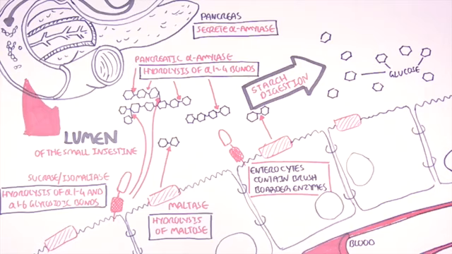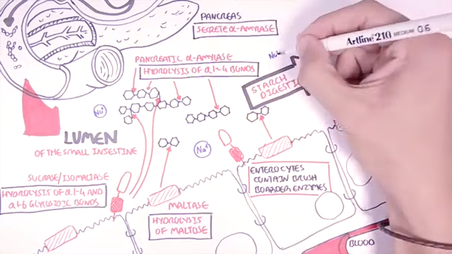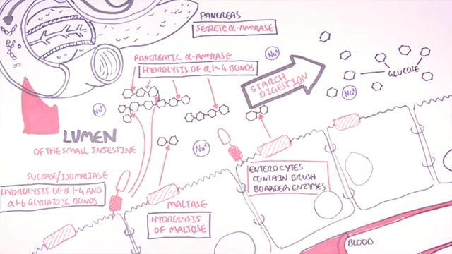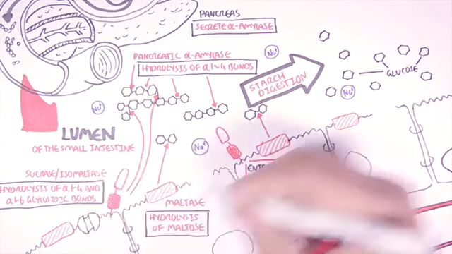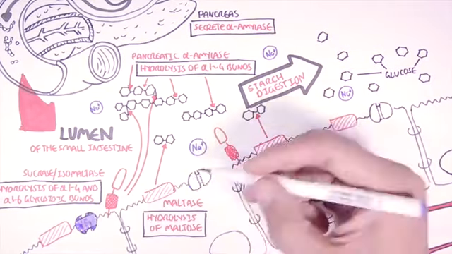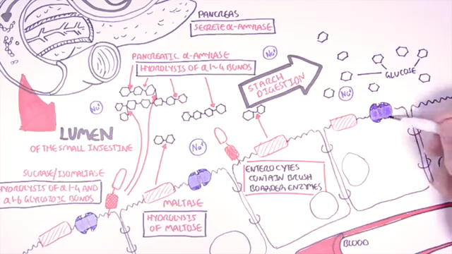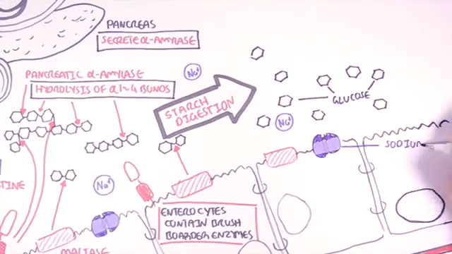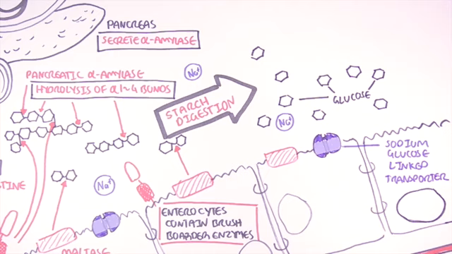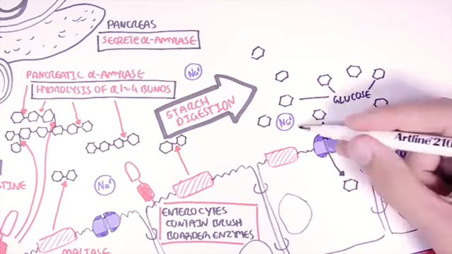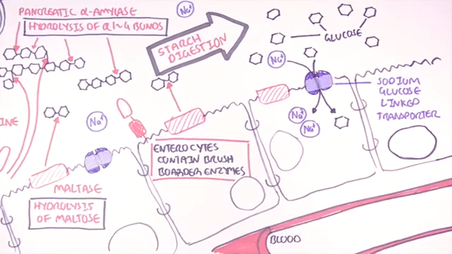Now, within the lumen of the small intestine, we also have many sodium ions that actually play a critical role in the absorption of glucose into the body. What happens is that on enterocytes, we find transporters called sodium-glucose linked transporters, or SGLTs. These are found on the apical surface of the enterocytes, so on the top. They function as a co-transporter for both sodium and glucose. Two sodium ions will enter for one glucose molecule.